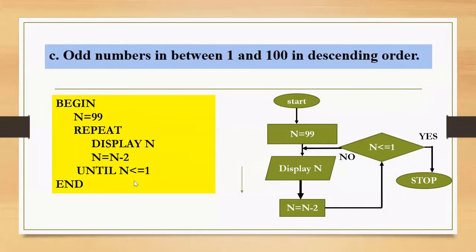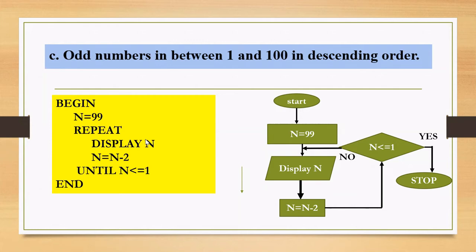Okay. Now, next, third one, odd numbers in between 1 to 100. So that is very easy. I copied that do while part, right? The only change: I cut that while because it should be repeat. Display n. n should be minus 2 because it is descending order. We need descending order until n less than or equals to 1. 99 less than or equals to 1? False, no? If it is false only, it is repeating, right?